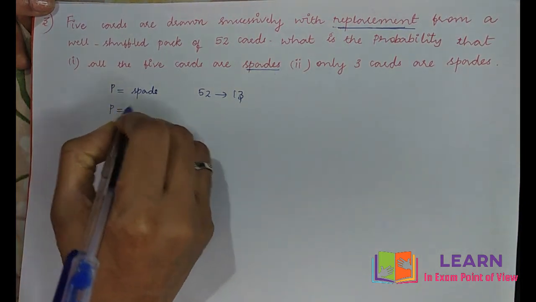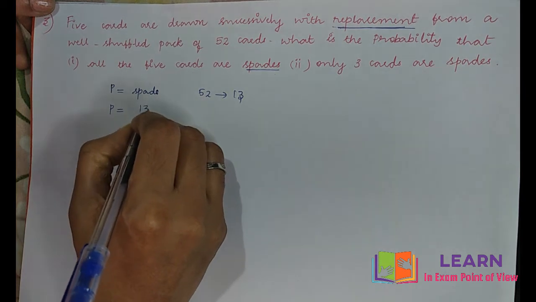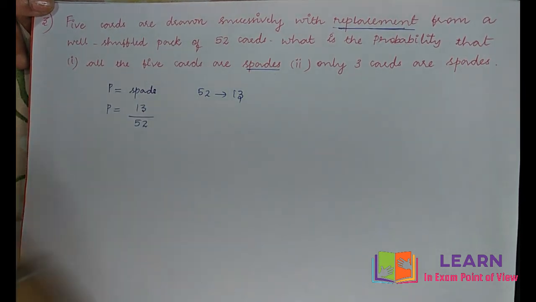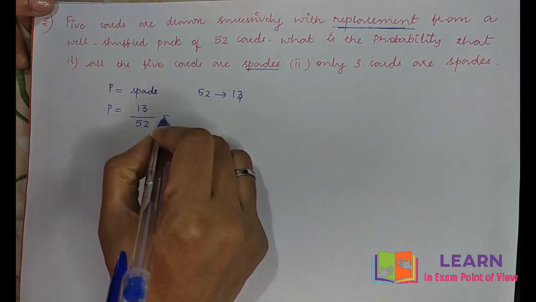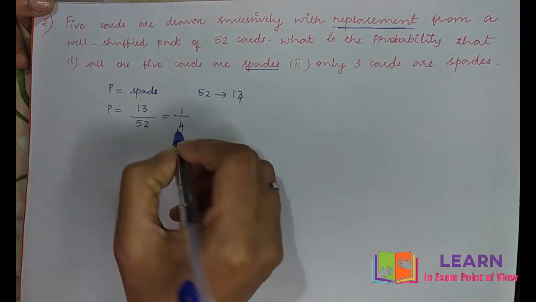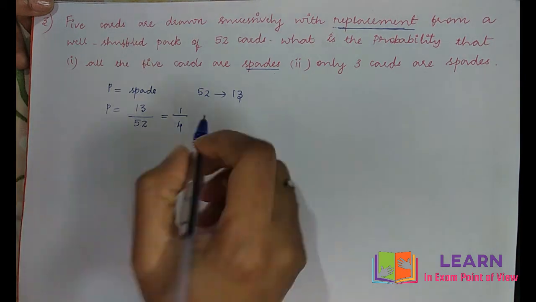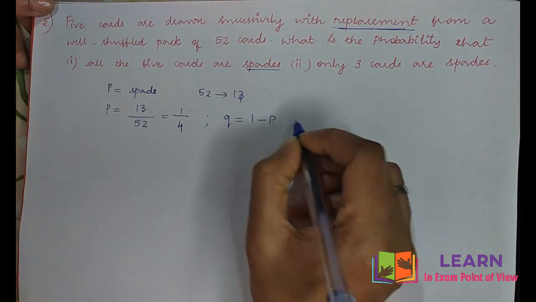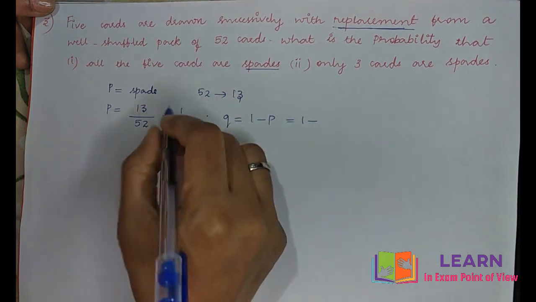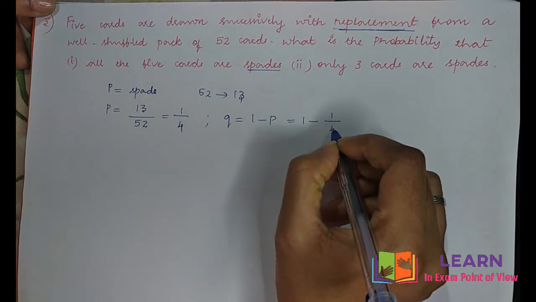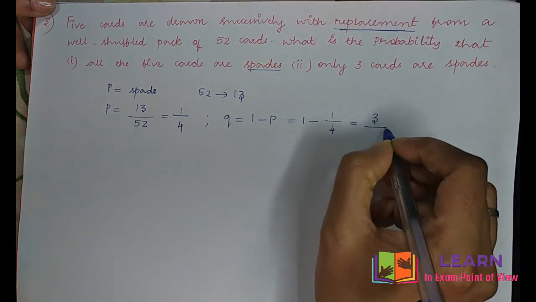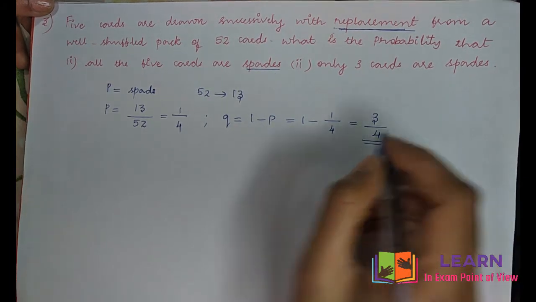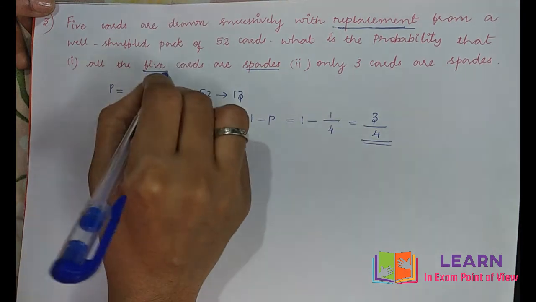So probability will be what for taking a spade? 13 out of 52. Okay. On cancelling, simplifying, this is 1 by 4. Okay. We need what then? Q. Q is 1 minus P. That is 1 minus 1 by 4, that is 3 by 4. Now we got P and Q. Then what is n? n is 5, right?